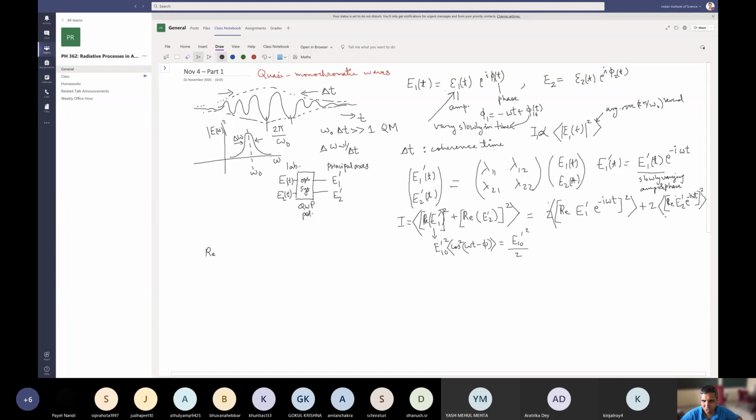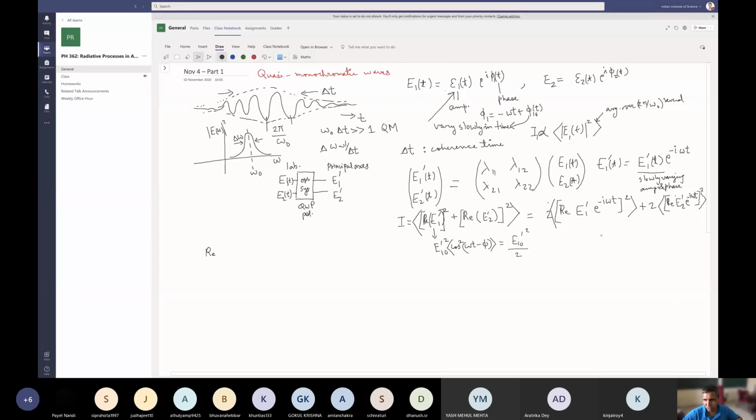Right, so let's see. Basically, this will just give me E squared, so E10 squared plus E20 squared. That's why I need this 2. Okay.